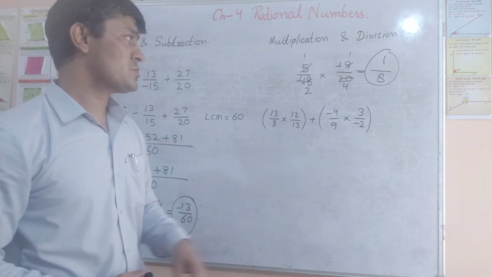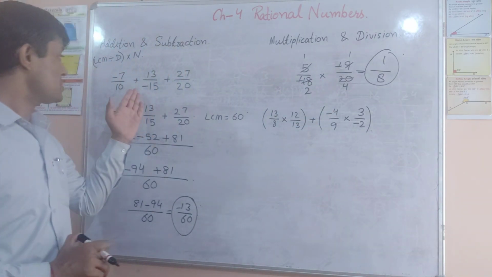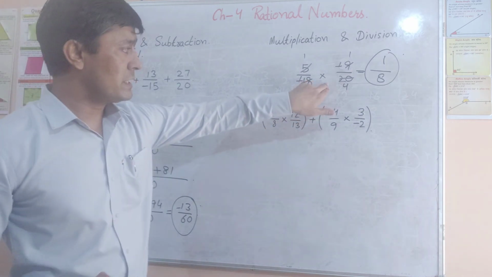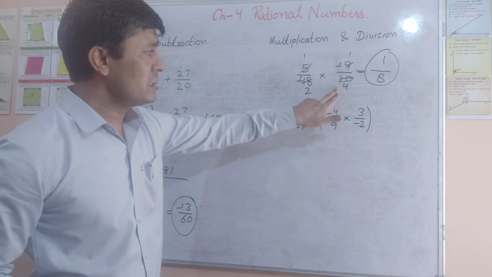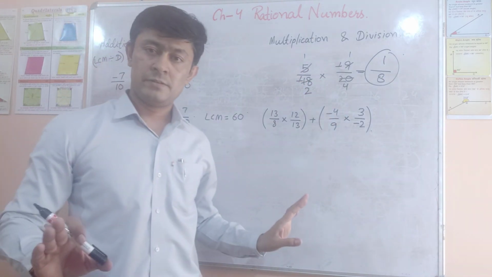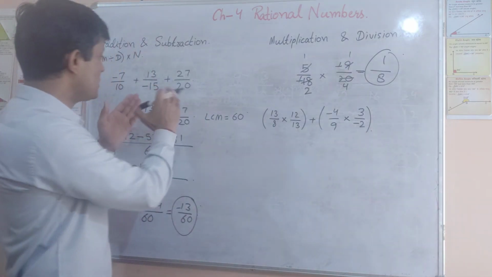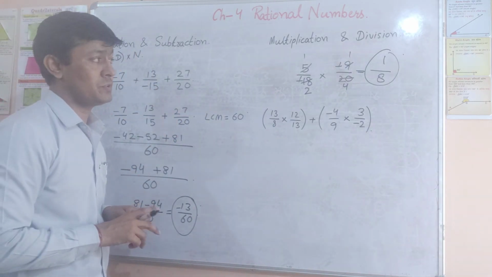Now some of the students mostly get confused in case of multiplication and the addition subtraction. See, this is the multiplication. In multiplication, the numerator and denominator can be cut very easily. But if there would be addition or subtraction, can they be cut very easily? The answer is no, they cannot be cut.